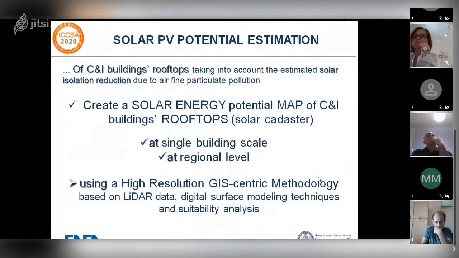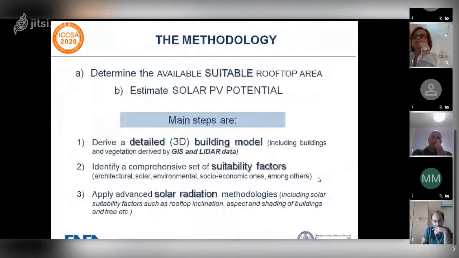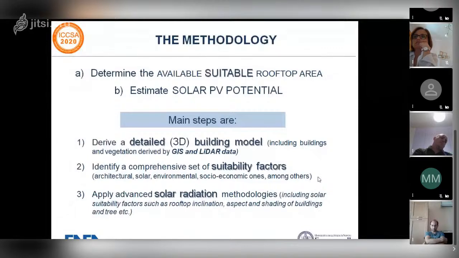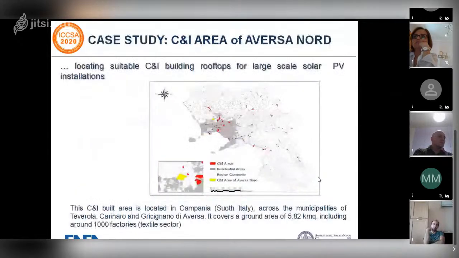The applied methodology is based on determining the available suitable rooftop area and on estimating the solar PV potential. More specifically, the main steps are, first of all, derive a detailed building model. Second, identify a comprehensive set of suitability factors. And finally, apply advanced solar radiation methodologies. The case study is the industrial area of Aversa Nord in Campania, South Italy.